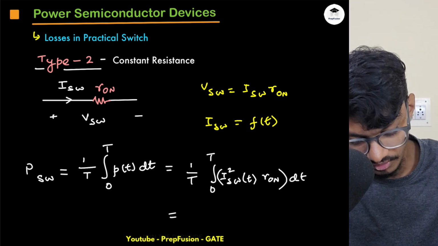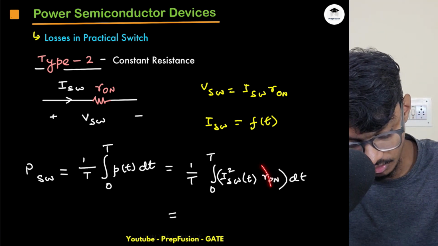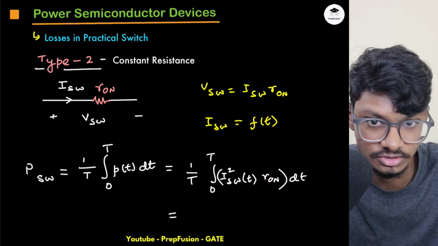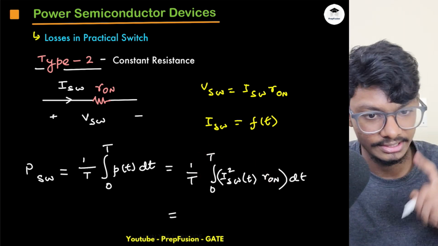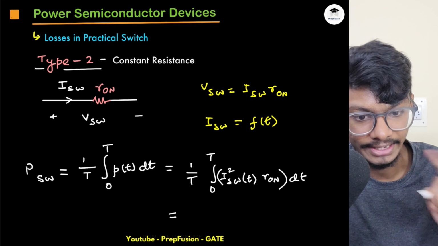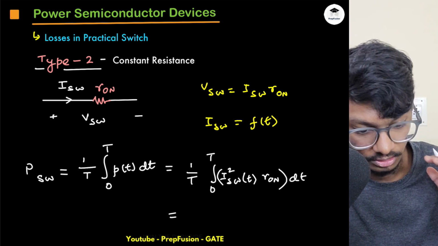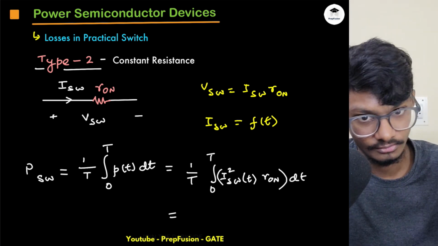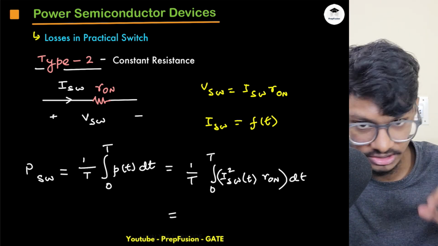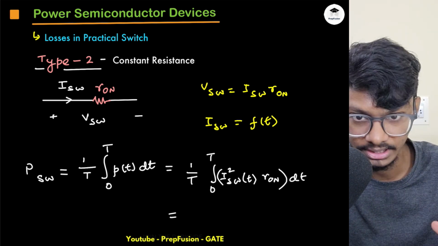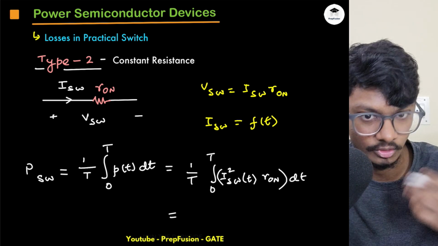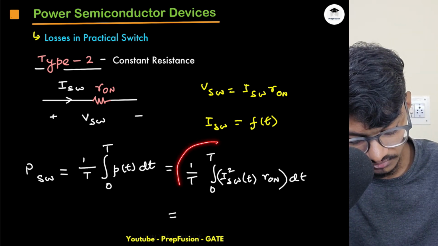what is this basically? If I take the R on outside, this is the average of I switch whole square. If you know, it is the IRMS whole square. IRMS is the mean, the area of the I switch whole square over a time period T, and the square root of that.